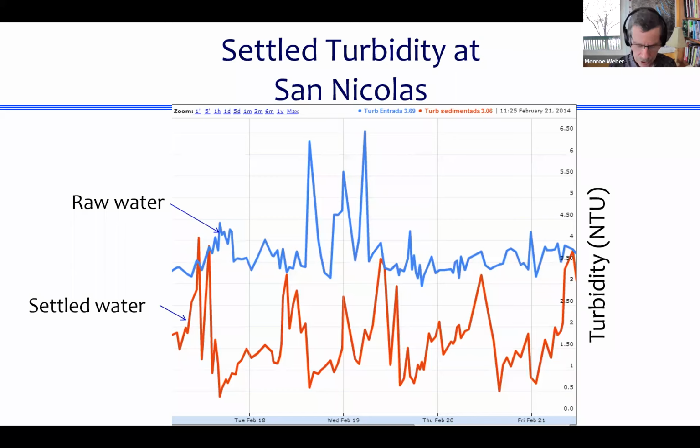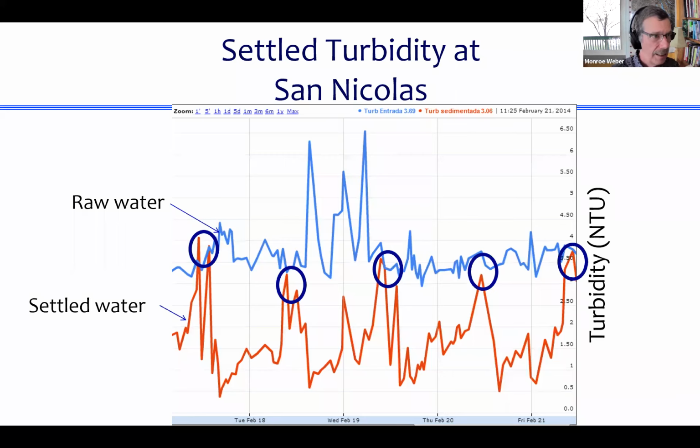But look at the settled water turbidity, and I'll guide your eyes. Look at this. There's a peak. There's a peak. There's a peak in there. Okay, I missed one in the middle there, but the one in the middle, I'm not sure what that one's from, but it's likely from the peaks that were happening in the raw water turbidity. There's another peak. There's another peak.